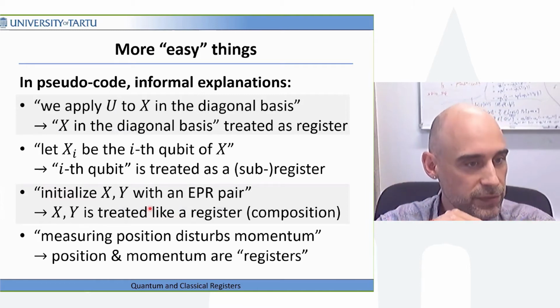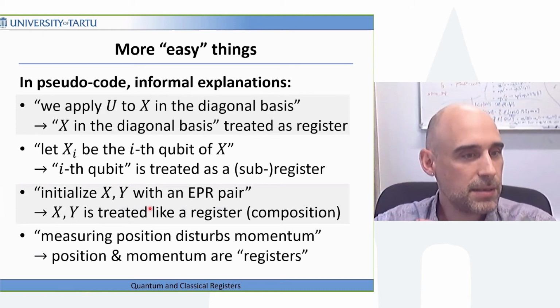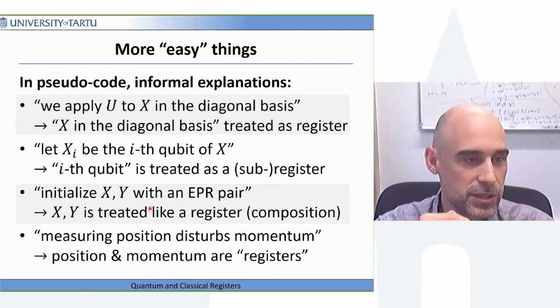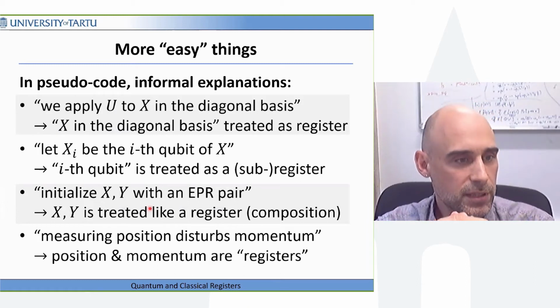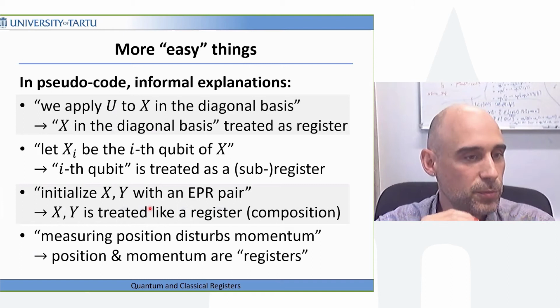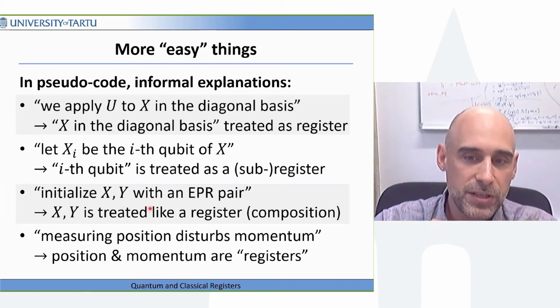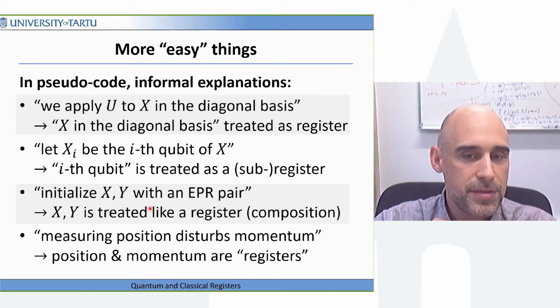So we have a register x, and we just think of it as a register in a different basis. Totally intuitive, but it means that x in the diagonal basis is somehow also a register when x is a register. Trying to formalize that is difficult because it seems to be a very different thing than just, I don't know, a continuous sequence of qubits in our memory. Or if you have a register x, we might talk about xi, which is the ith qubit of x.